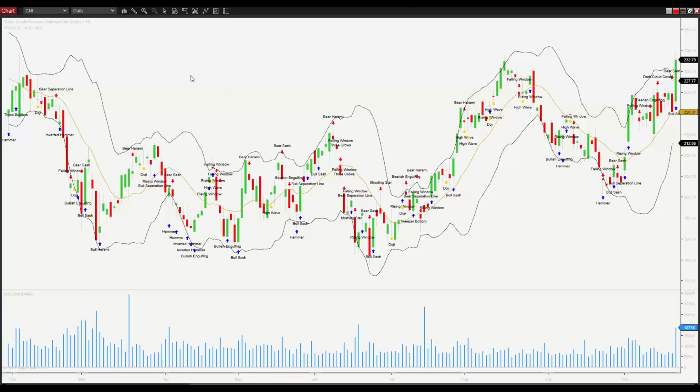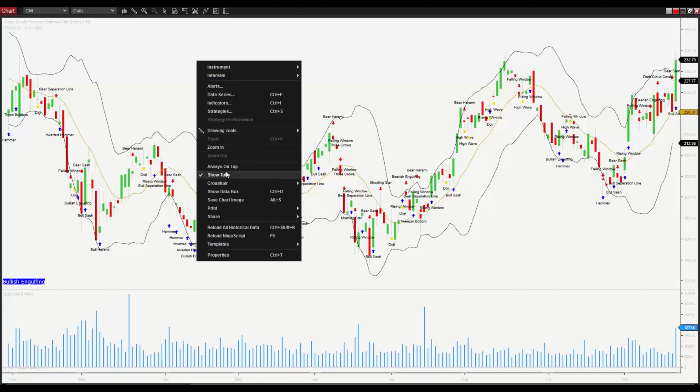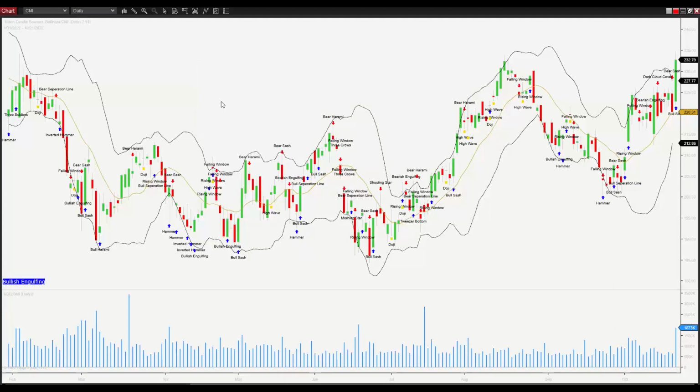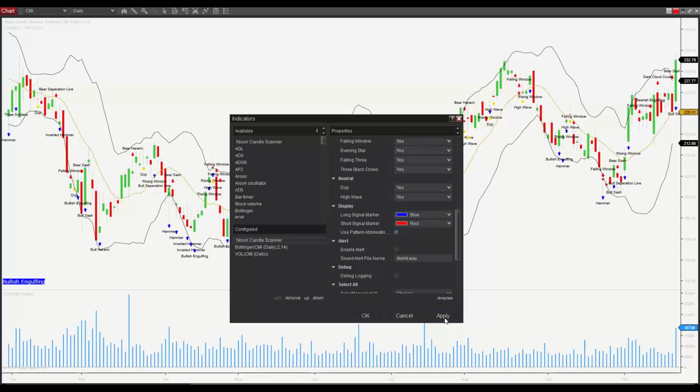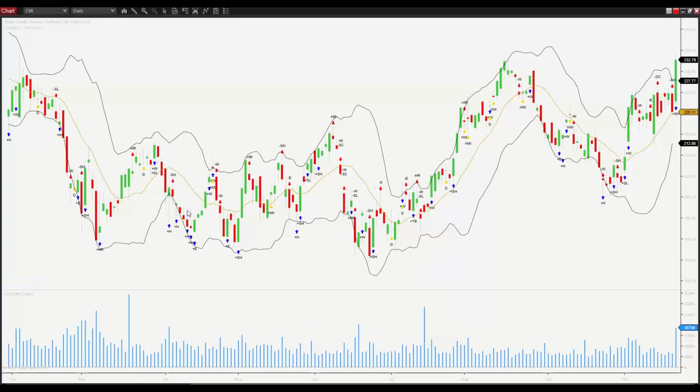So because I've been using this for quite some time, I don't necessarily need the names all written out. So what I'm going to do for right now is I'm just going to go back into my indicators, go into Nison Candle Scanner. I'm going to turn the abbreviations back on, hit apply and OK, and I'm back to my abbreviations. Everybody's different. I will tell you right now that when people first buy Candle Scanner, we always recommend to have the full name of the candle pattern on the screen. And then as you get more and more comfortable with the software and candles in general, most people will tend to start moving towards the abbreviations.